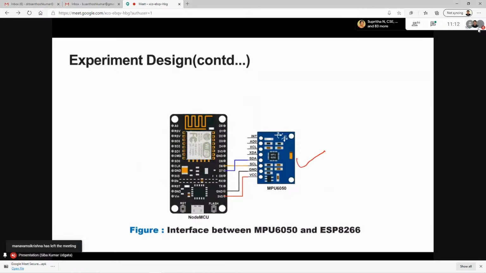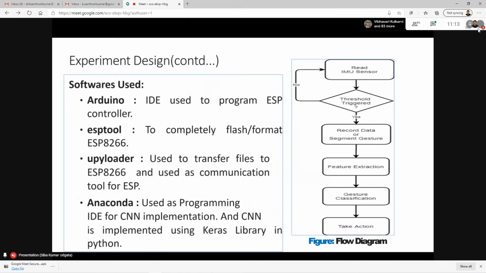So this is my MPU 6050, and this is my NodeMCU, that is ESP8266. These are the pins, you just connect them. That means the data from here will come to this controller. Then I write my code here, deep learning code here, and dump it here so that it recognizes the gestures actually.